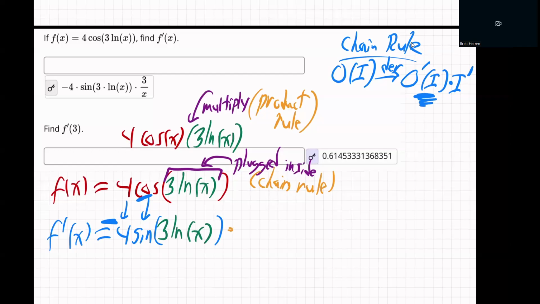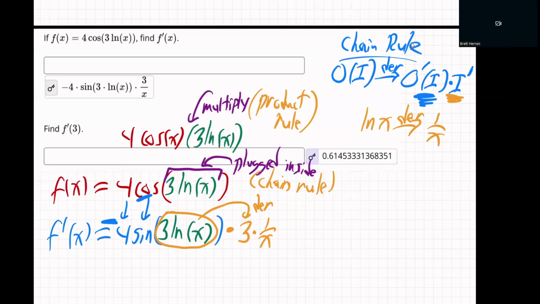But we're not done there. Then it's times the derivative of the inside, that's the I prime. So what's the derivative of the inside? Well, the 3 will just stay there, right? Times, and what's the derivative of natural log of x? 1 over x. Remember that? It's the other rule: ln x, derivative 1 over x. So there we go, that's really the answer.